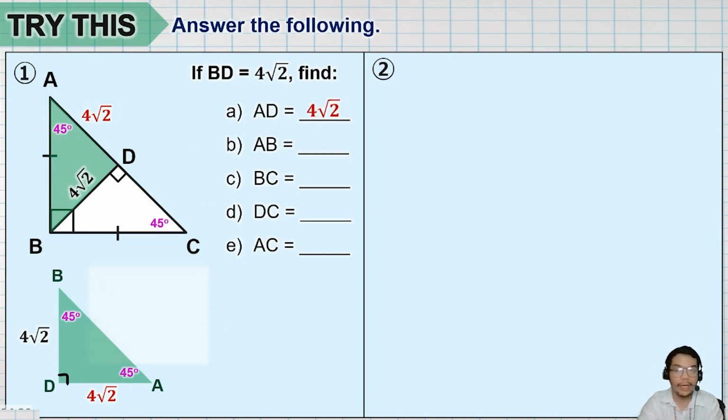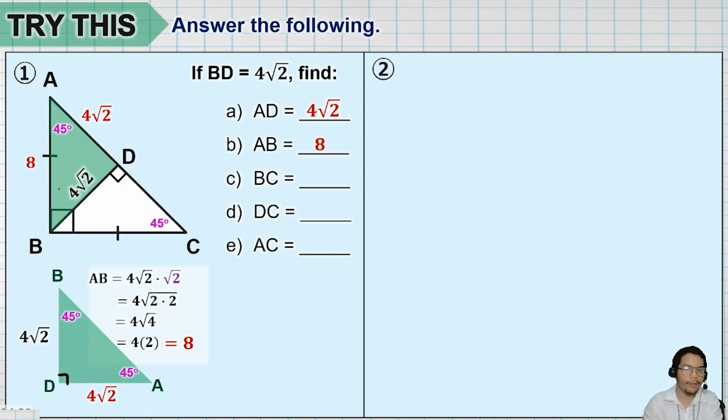That's correct. How about the measurement of line segment AB? Ito, medyo magsasolve tayo. Kasi if you want to get the measurement of the hypotenuse coming from the legs, we just need to multiply the measurement of the leg to square root of 2. Ganyan yung ginagawa natin, di ba? So, that's gonna be 4 square root of 2 times square root of 2, or equal to 4 square root of 2 times 2. Equal yun sa 4 times square root of 4, or 4 times 2, kasi ang square root ng 4 ay 2. So, that's gonna be equivalent to 8. That means line segment AB is gonna be equal to 8. O, lagay na natin dyan, AB is equal to 8.